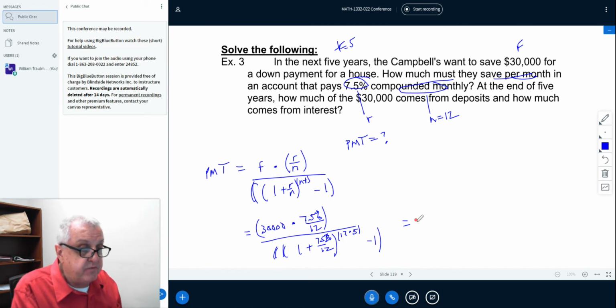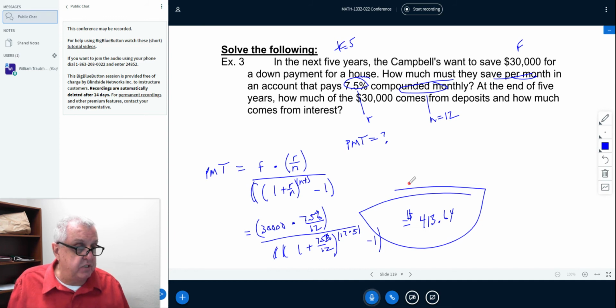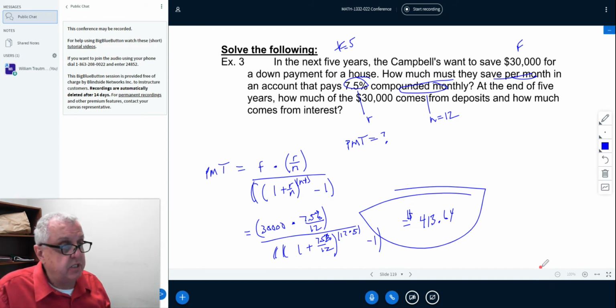In order for me to save $30,000 over 5 years, I have to put $413.64 in the bank every month for 5 years, and it will add up to $30,000.